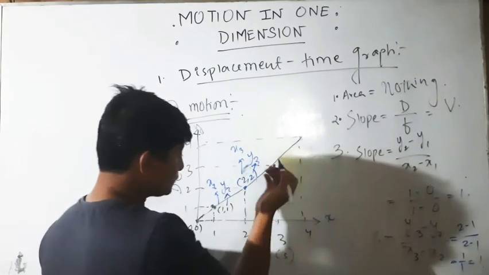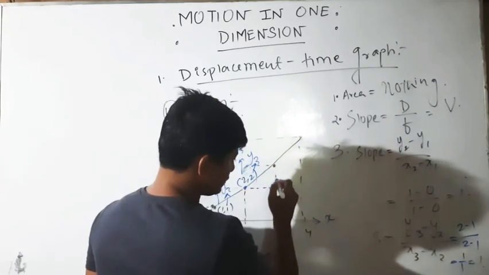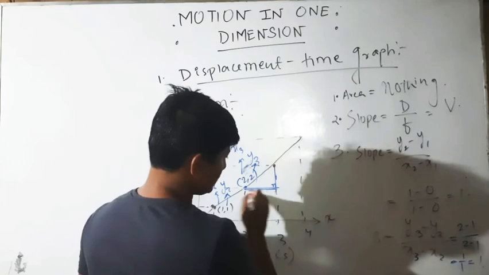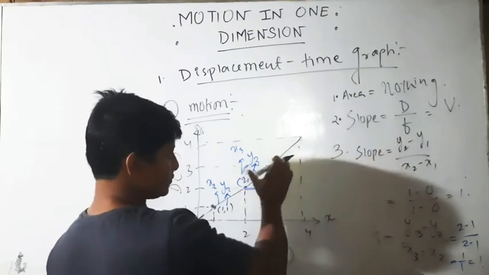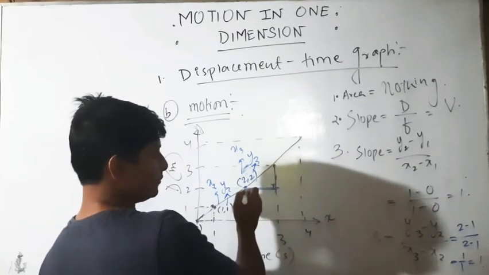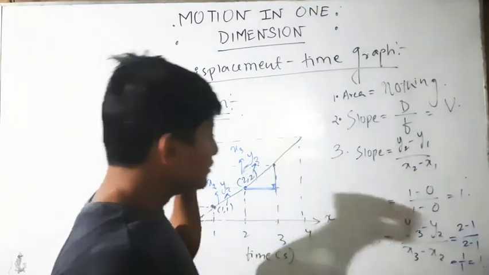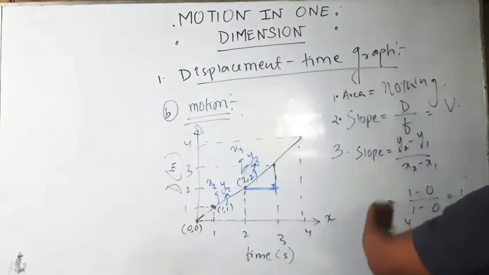And what do we mean by slope? Slope means if I connect this perpendicular line from these 2 points, then how much height it is covering from this point to this point. So here the slope is always 1.